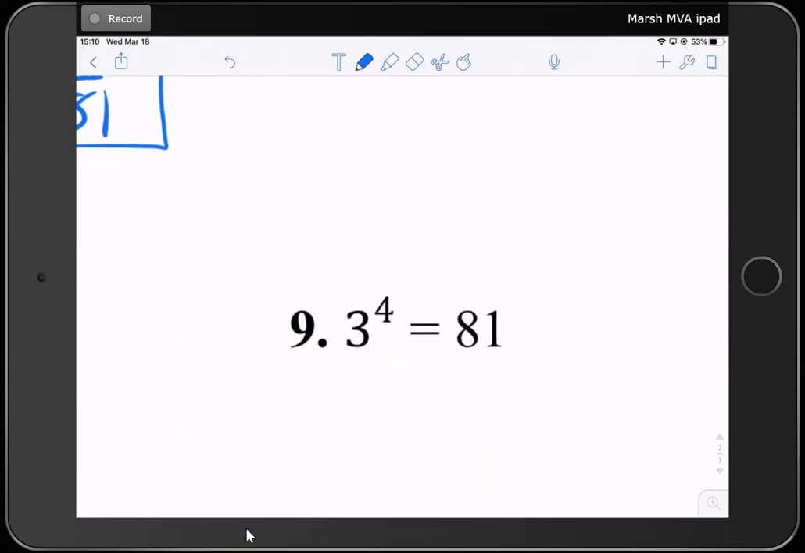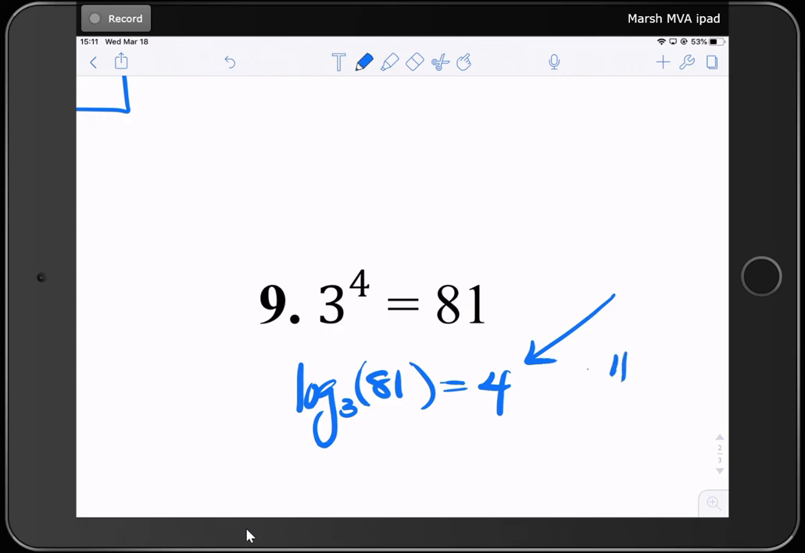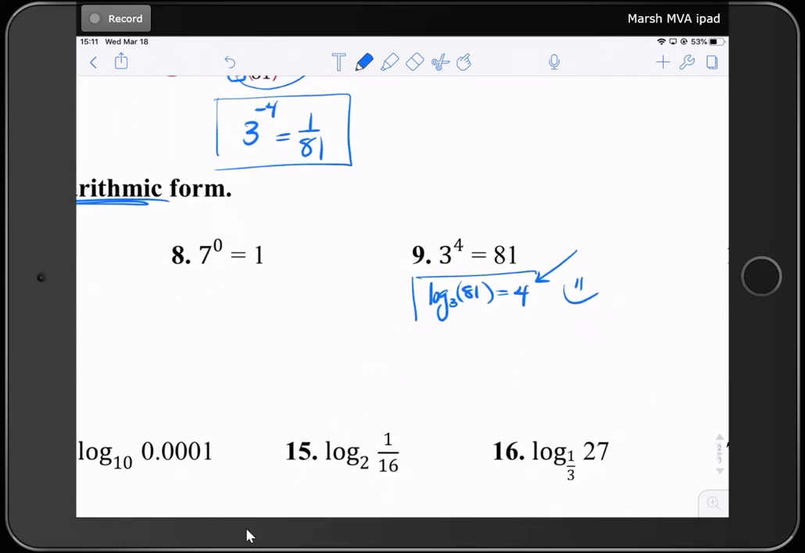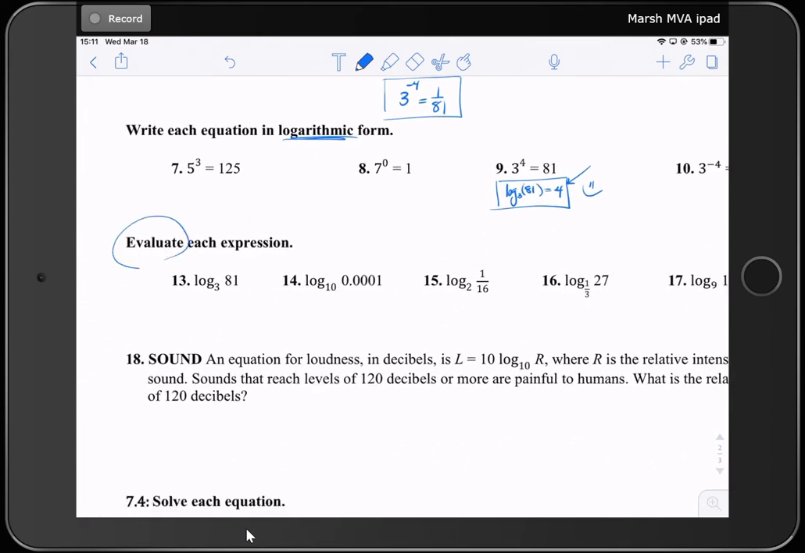Okay, so I'll deal with this one right here. All right, so log, what's the base? 3 of, the power goes next, 81, equals 4. Remember, logarithm asks, what's the exponent? And is 4 my exponent? Yes, it is. So done with that one. All right, so now evaluate each expression. Evaluate means to find the final simplified value, the numerical value.